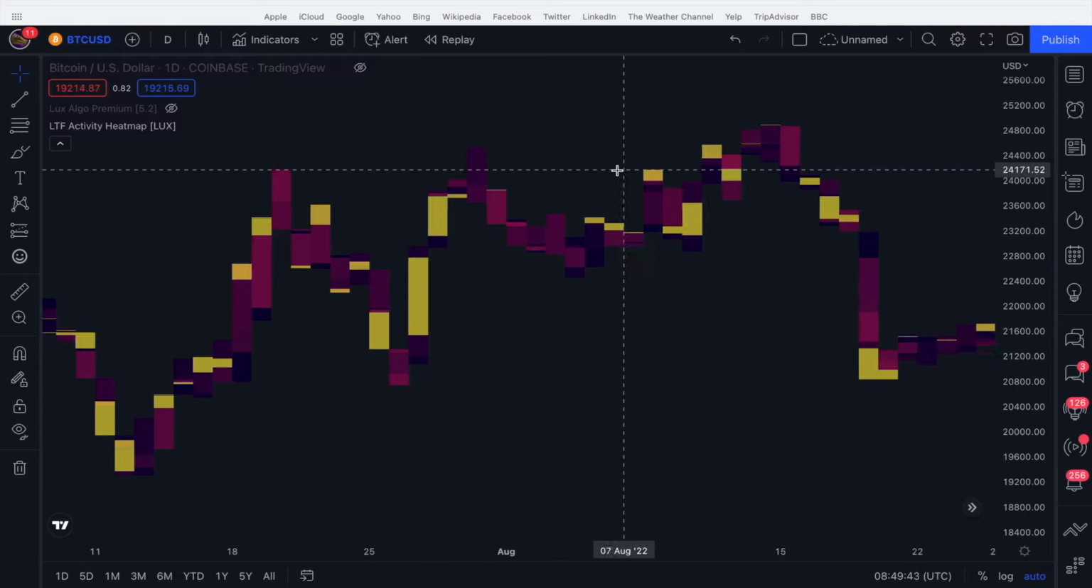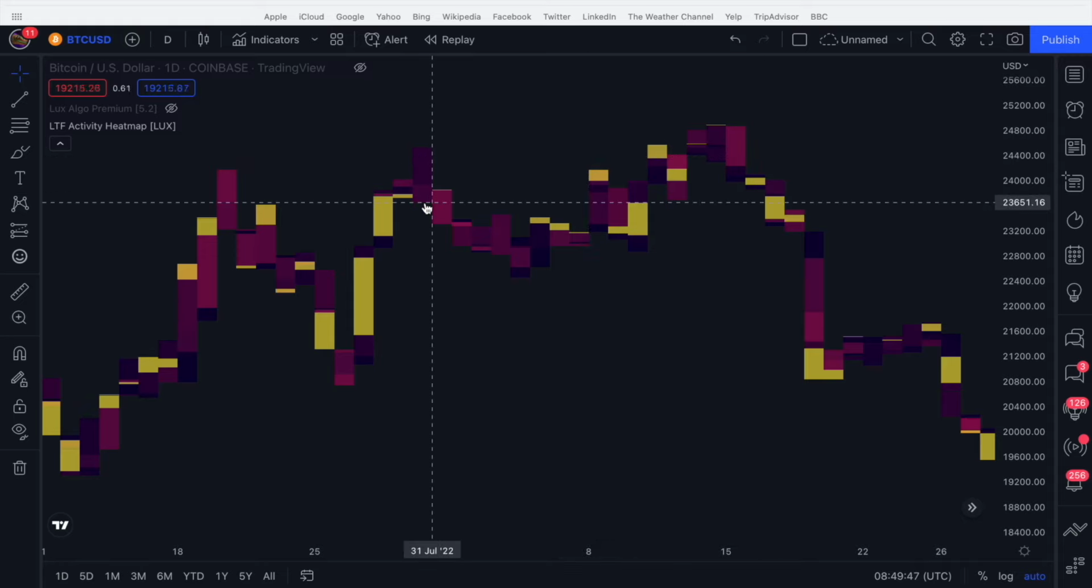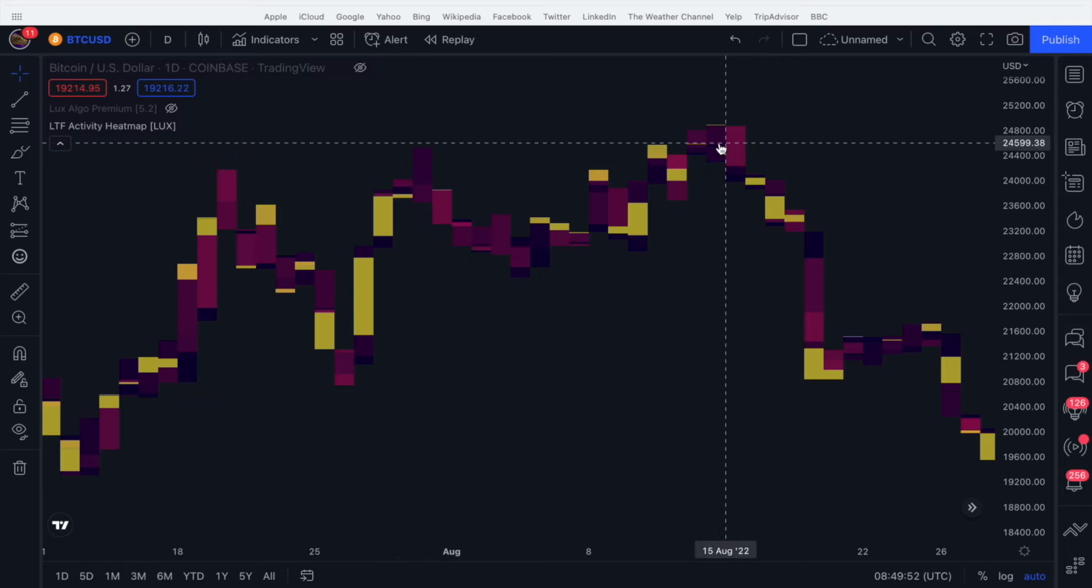So we exit our long here, and then of course, yes, look, the price does start to come down. This indicated there's not many people interested in the market. We got a little push, but really the momentum ran out at that point.